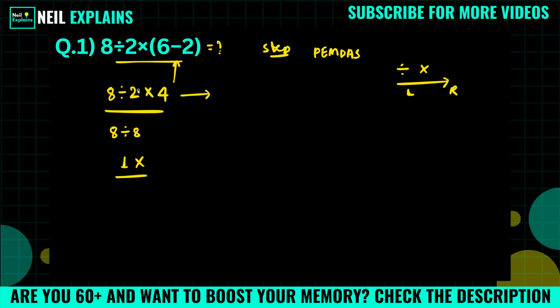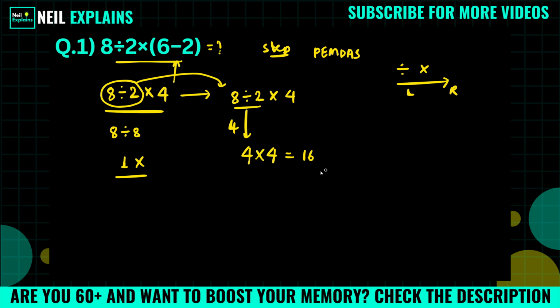So first we have to solve this 8 divided by 2 part. We will write it again for better understanding of what we are going to do. Now when we do the operation 8 divided by 2, we will get 4 as the answer. So here our final answer will be 4 times 4, which equals 16. So here 16 is the right answer.